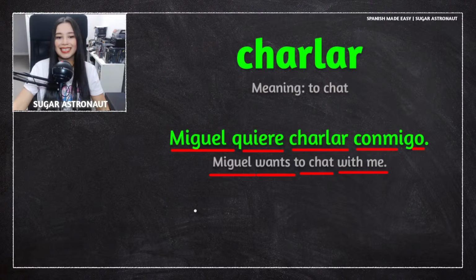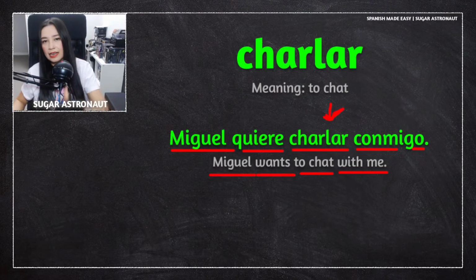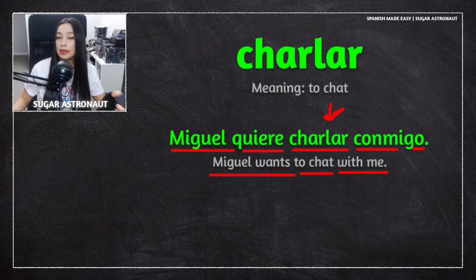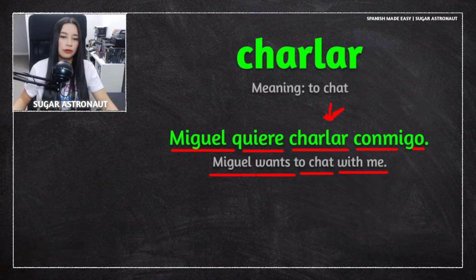Miguel quiere charlar conmigo. So it's very simple. Charlar is similar to saying to chat, to talk. You can also replace this one with the other verb we learned, conversar. Miguel quiere conversar conmigo. Miguel quiere charlar conmigo. You can even use hablar. Miguel quiere hablar conmigo. So it's pretty much the same thing.